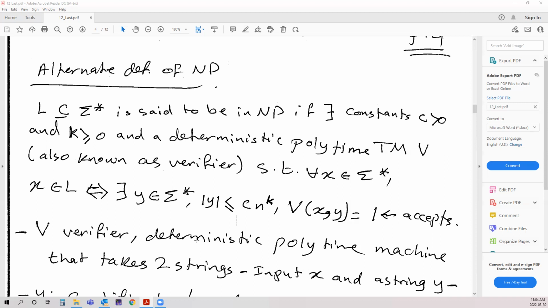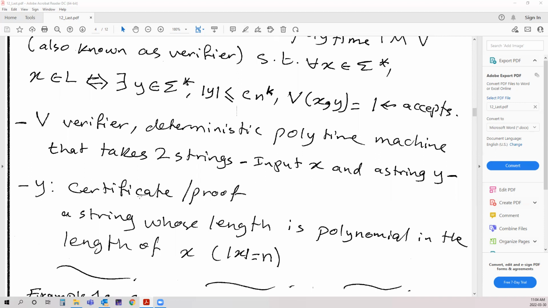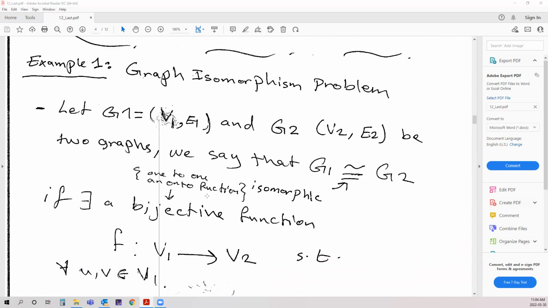V is a verifier, a deterministic polynomial time Turing machine that takes two inputs: a string x and a string y. Y we call a certificate or proof, a string whose length is polynomial in the length of x, where the length of x equals n. Example, in order to understand what we are talking about.